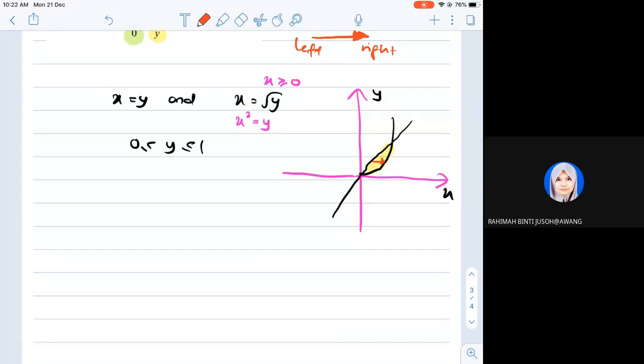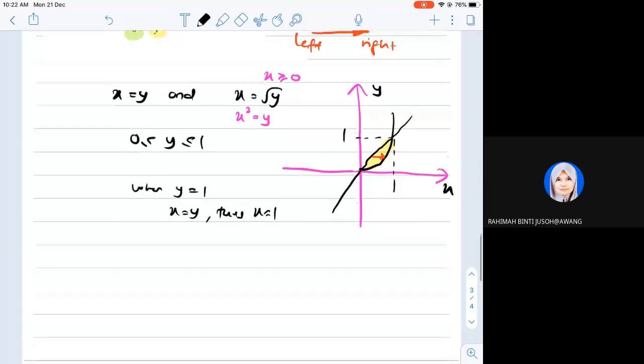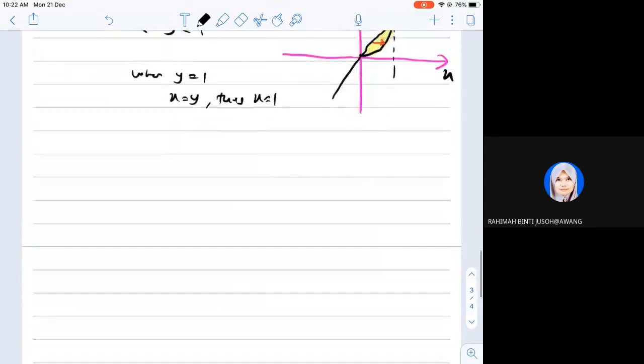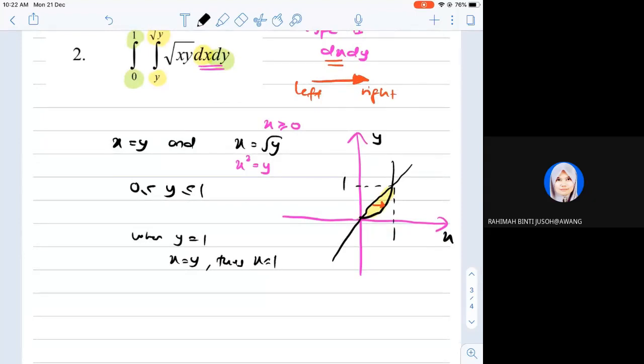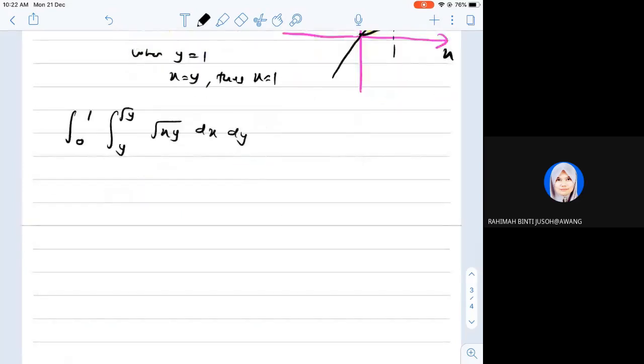When y equals 1, of course x equals y, thus x also equals 1. So that's the region R. Let us proceed with the integration. We have from 0 until 1, square root of y, square root of xy dx dy. From here we can separate both variables as this.